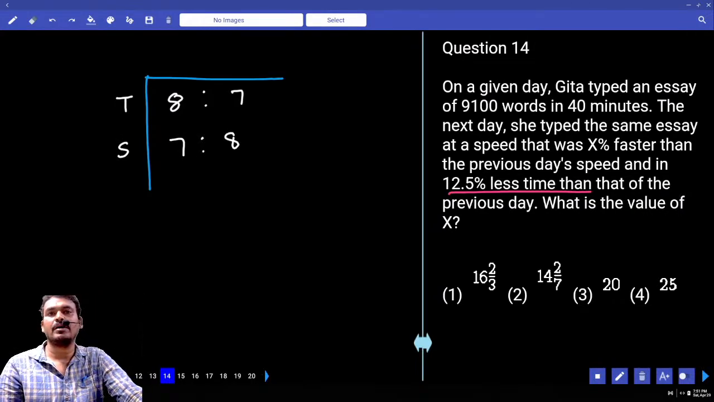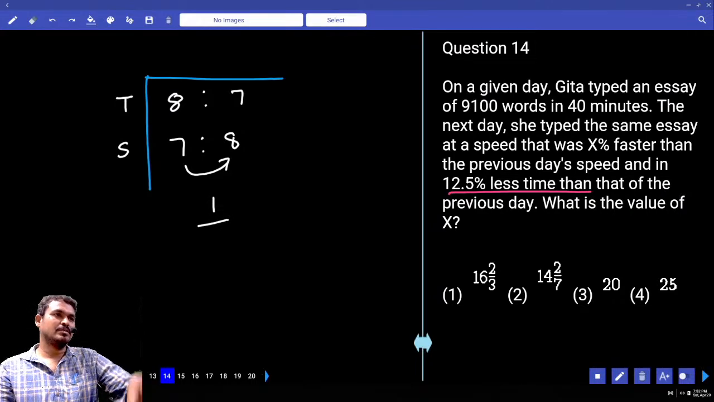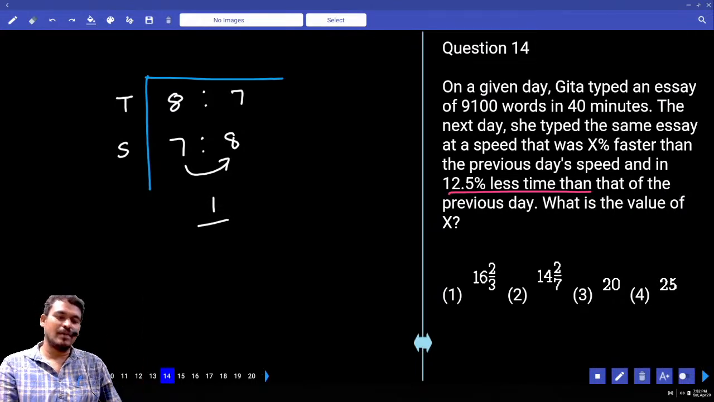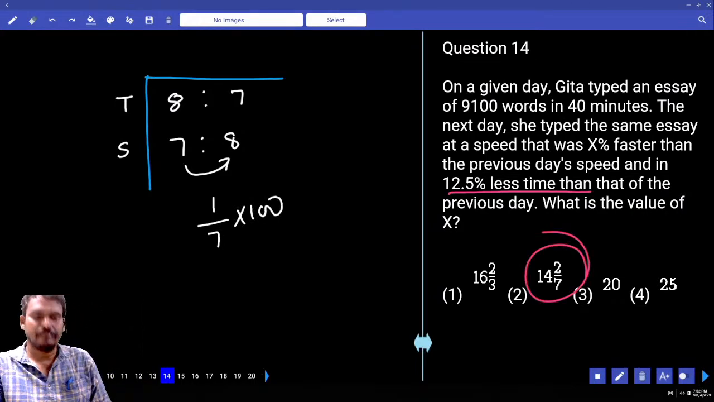Yesterday's speed is how many parts? 7 parts. Today's speed 8 parts. How many parts are increased? 1 part. 1 upon which one, 7 or 8? 7 becomes 8. How many parts are increased? 1. 1 upon 7 multiplied by 100. What is the answer? 14 2 by 7.